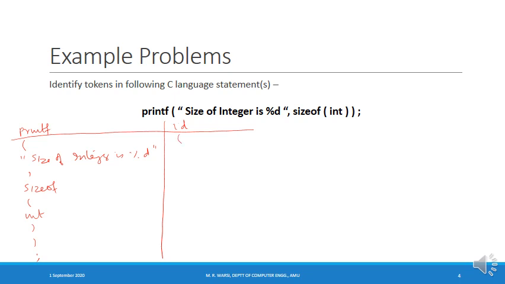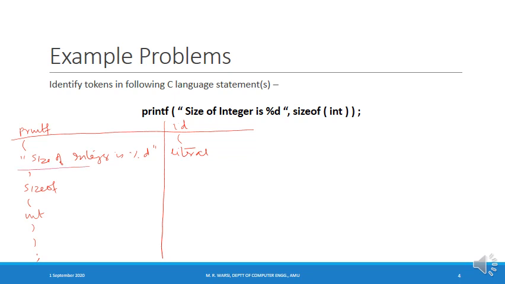The next lexeme will be returned as a literal. So this is the token name for this one. Now this string which is shown over here will not be parsed by the compiler. That means the parsing of this will be done by printf when the program is running. Do not confuse that this string will be broken into size separately, of separately, integer separately, is separately, and so on. Do not confuse in this manner. So this will be returned as it is, as a literal to the parser.